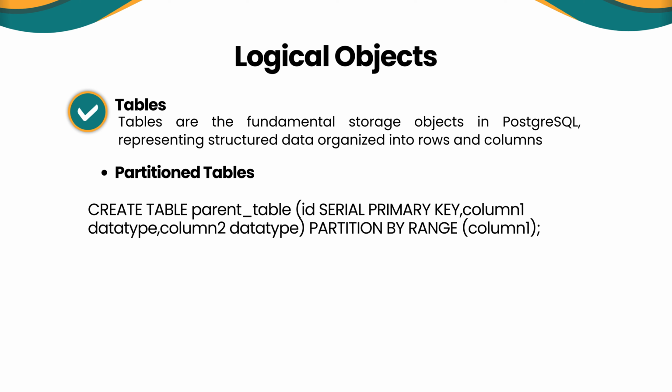We have some types of partition. First one is the range partition: data is partitioned based on the range of values. List partition: data is partitioned based on a list of values. The hash partition: data is partitioned based on a hash function. And the composite partition, combining multiple partition methods.